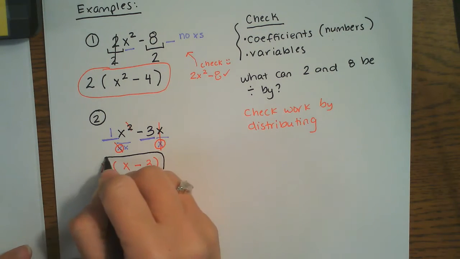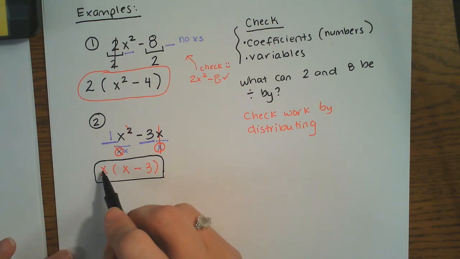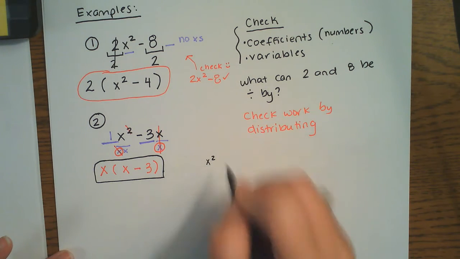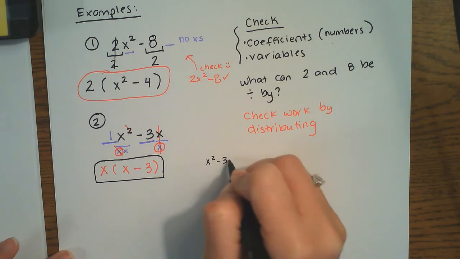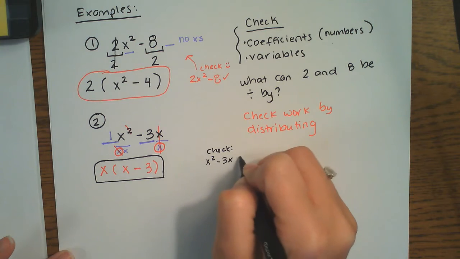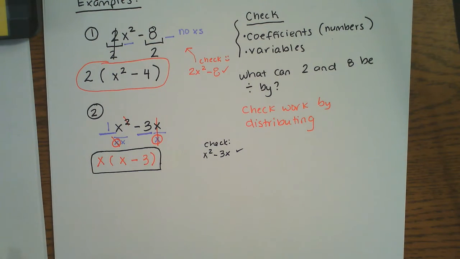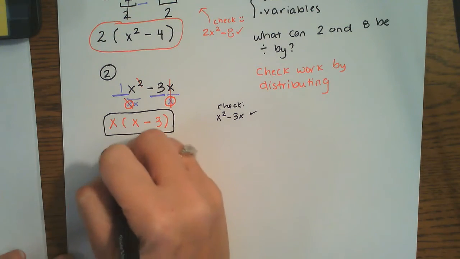And again, you can almost sort of visually check to make sure you've done this correctly by distributing. X times x is x squared. X times negative 3 is negative 3x. So we have checked our work. All right, number 3.